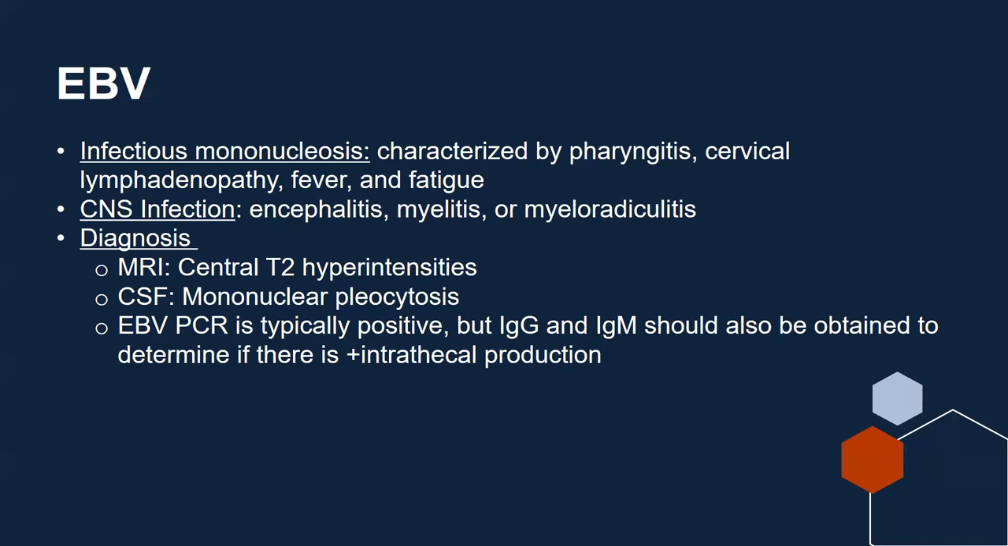And on imaging, there are central T2 hyperintensities, and it tends to affect the central cord more than other areas of the cord. CSF will show a mononuclear pleocytosis. An EBV PCR from the CSF may be positive, but as mentioned previously for other infections, it's important to obtain IgG and IgM antibodies as well to determine if there's actual intrathecal production.